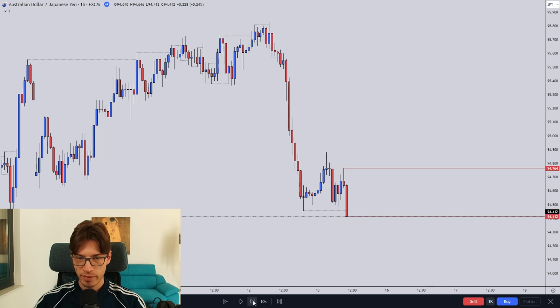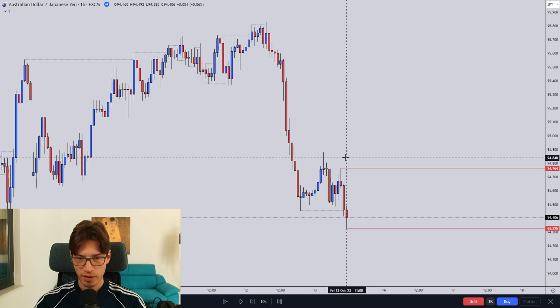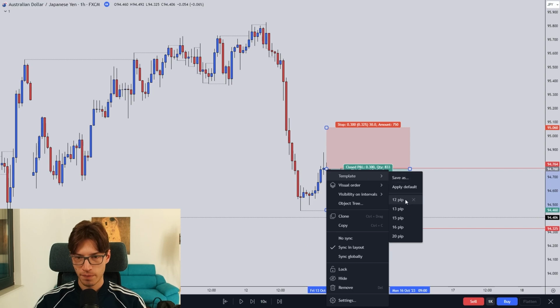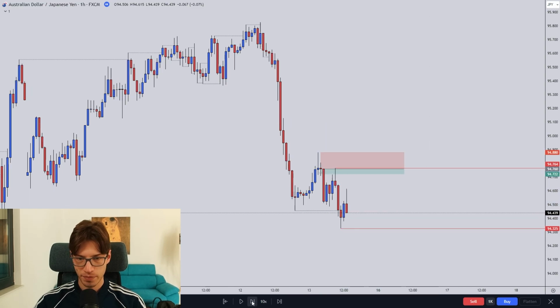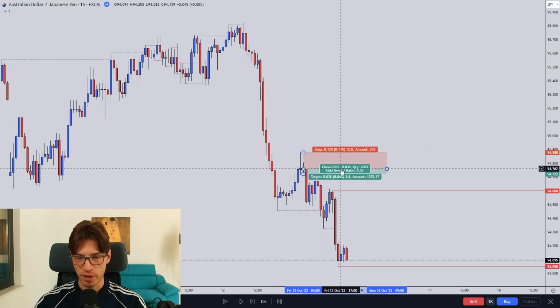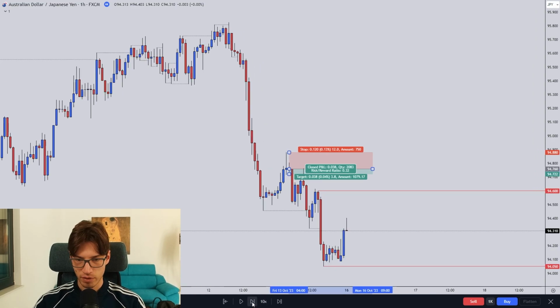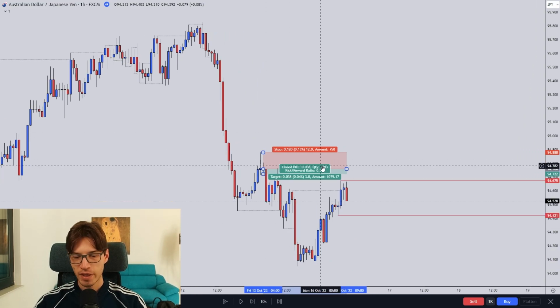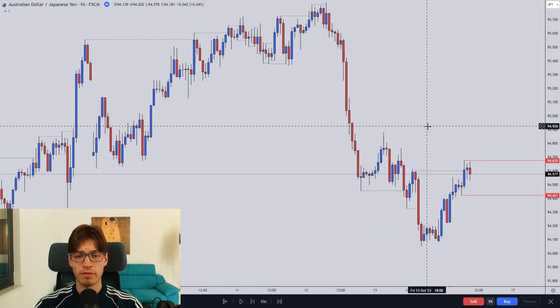And I believe it would have been a loss as well if I took it. Let me see. 12 pip stop. Let's see, okay, it would have been a winning trade. Did it break the low here? No, it went up. It would have been a small winning trade, but again, just did not fit my plan.